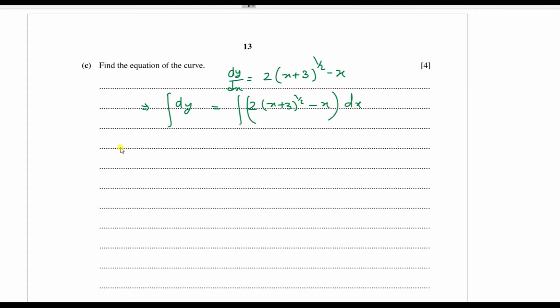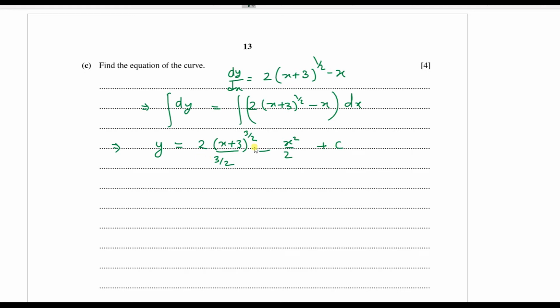So on the left hand side we are integrating with respect to y, so we will get y is equal to, and the integration of 2 times (x plus 3) to the power half is going to be, 2 is a constant, so as it is (x plus 3) to the power 1 by 2 plus 1, that is 3 by 2, upon 3 by 2, and minus x integration will be x squared over 2, and plus a constant c.